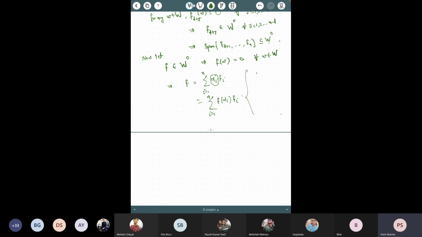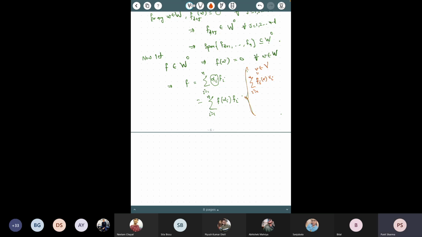You know that for any vector v in V, let me just recall that here, you can write it as the sum of alpha_i v_i. But since these alpha_i's are the coordinates, and f1 to fn are the coordinate functions, you can write this as the sum of f_i(v) v_i, i equal to 1 to n, right?